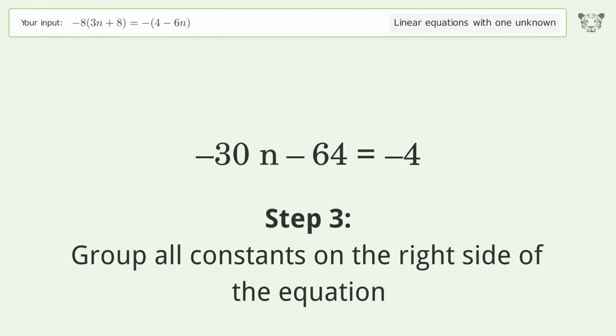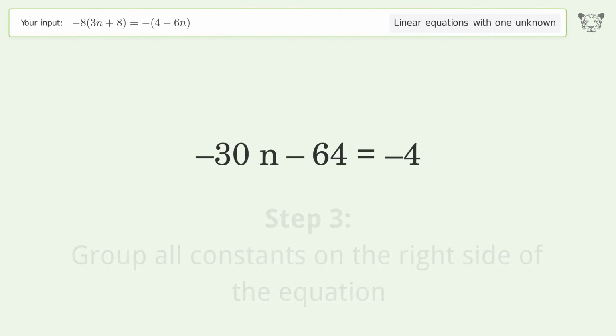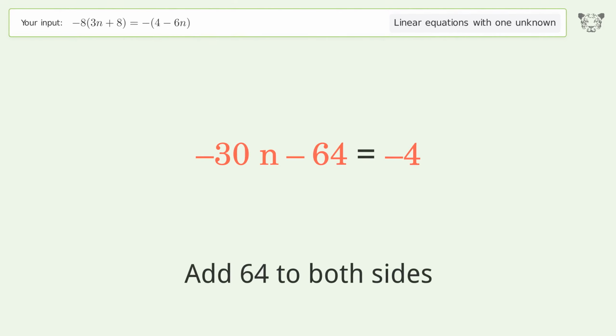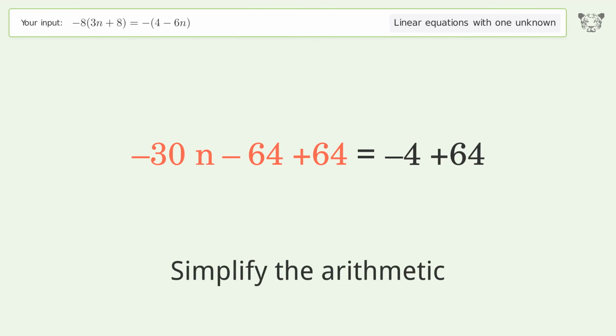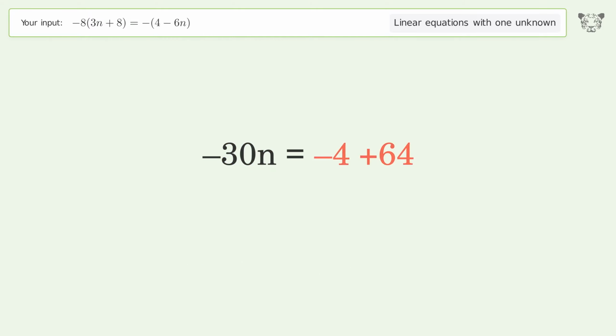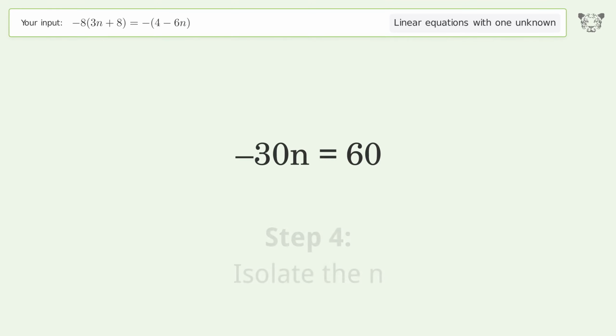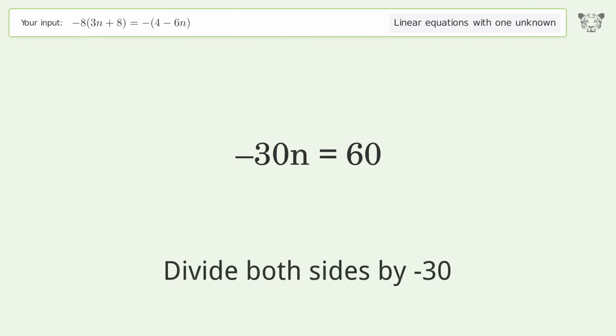Group all constants on the right side of the equation. Add 64 to both sides. Simplify the arithmetic. Isolate the n. Divide both sides by -30.